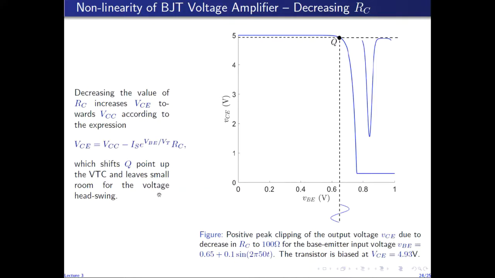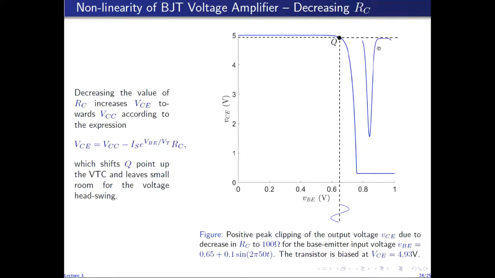So this does not leave a lot of room for the voltage head swing, meaning that as the voltage in the positive direction at the output increases, it quickly becomes equal to VCC, because the instantaneous value of the output voltage cannot be greater than VCC. It quickly becomes equal to VCC because it is already biased at 4.93 volts. So as it rides at 4.93 volts, there is only 0.07 volts left for the positive swing of the output voltage.